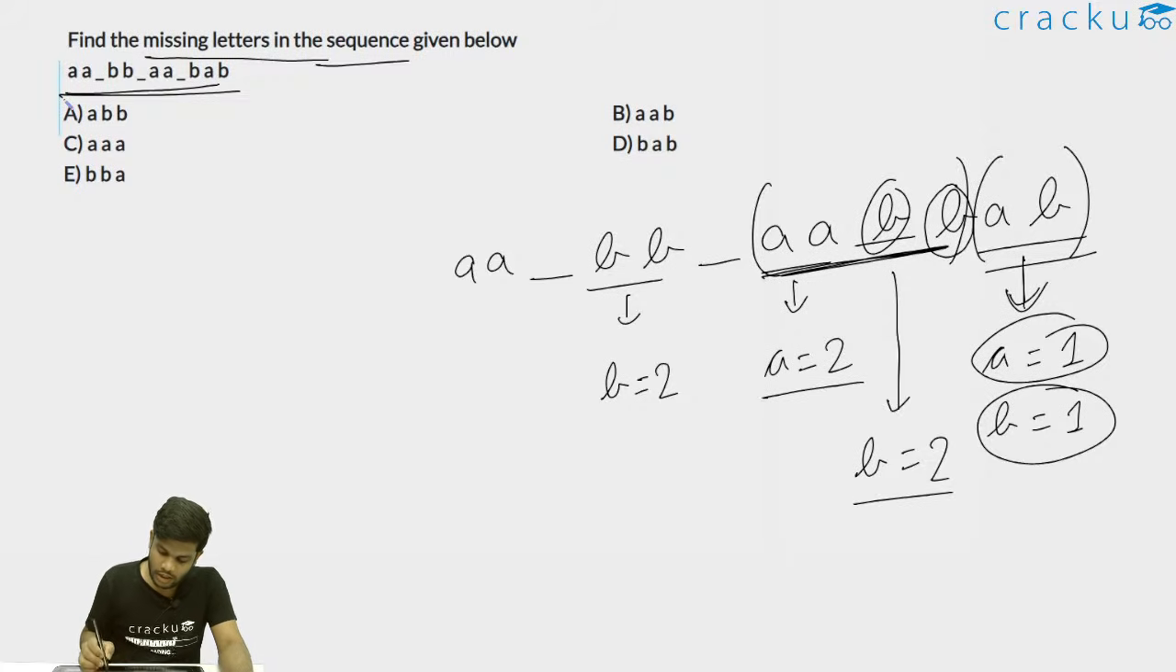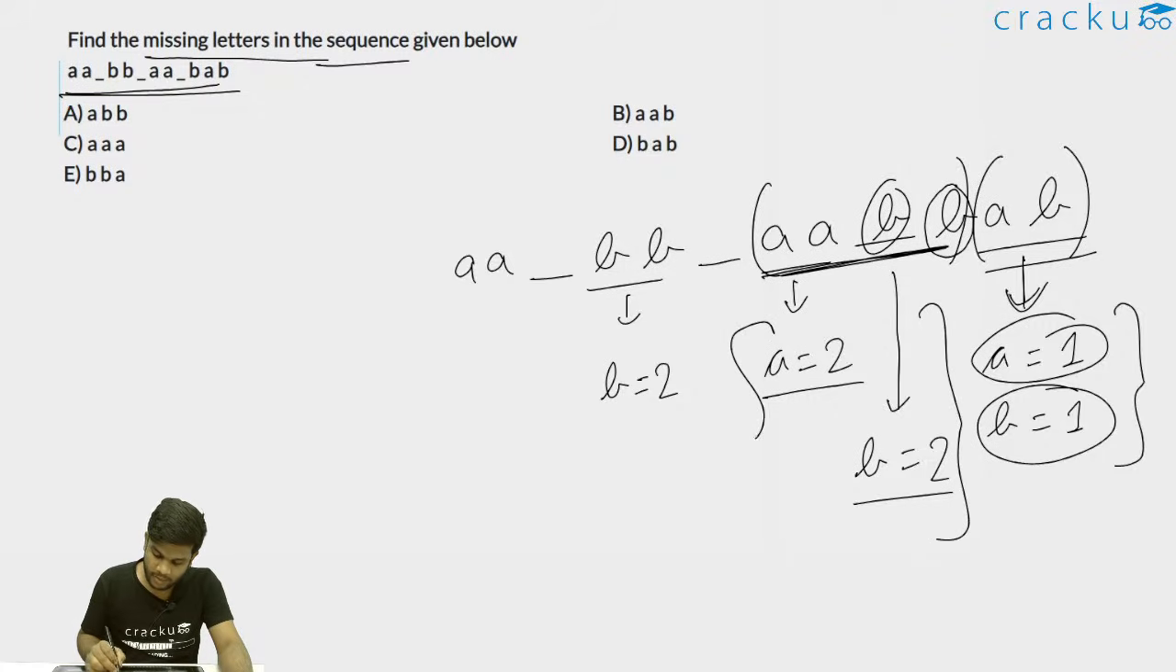Okay. Now here we can find the relation. Here both A and B were repeating one time. Here both A and B were repeating two times. So in this cluster, both A and B will be repeating three times.